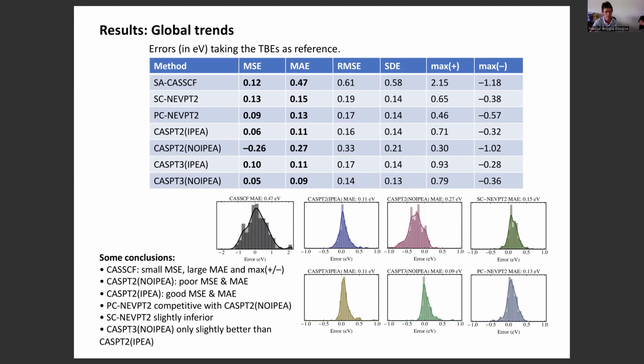Now, if we move to CASPT3, which are these two histograms here, the first striking result is that it doesn't depend much on the IPEA shift, which means that CASPT3 is less sensitive to the zeroth-order Hamiltonian. The best result is actually obtained without the IPEA shift, and we see that it's a slight improvement compared to the CASPT2 result with IPEA shift, with a slight decrease of the average error, and the mean signed error as well decreases slightly.